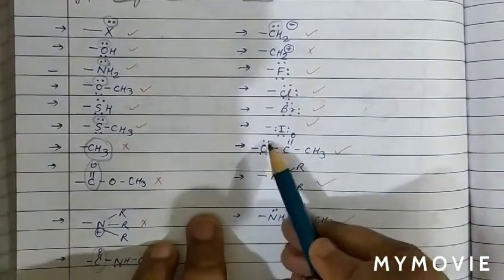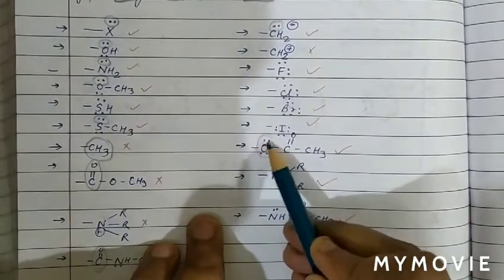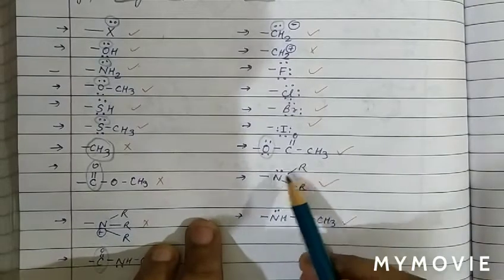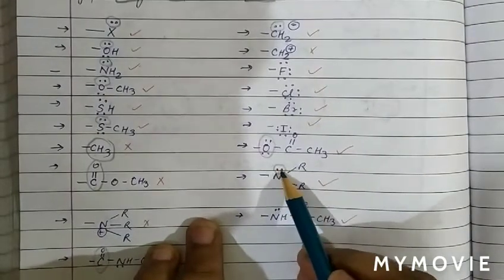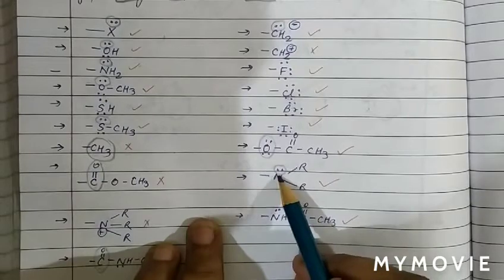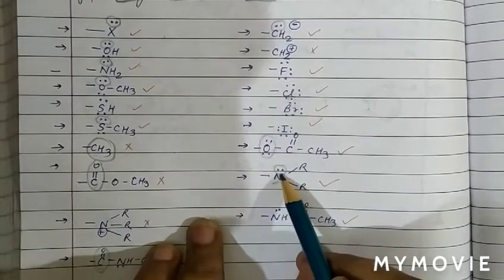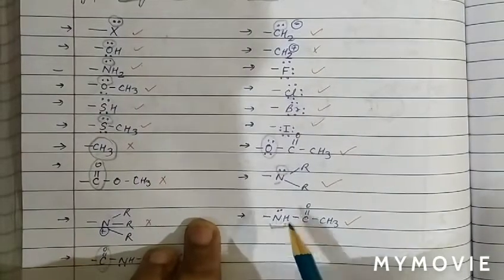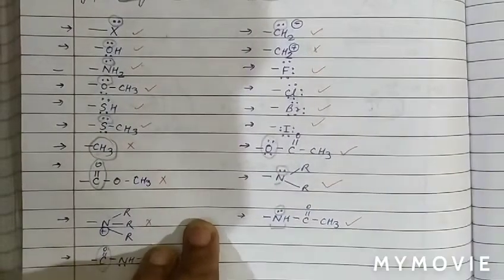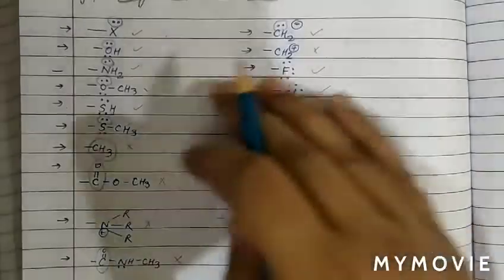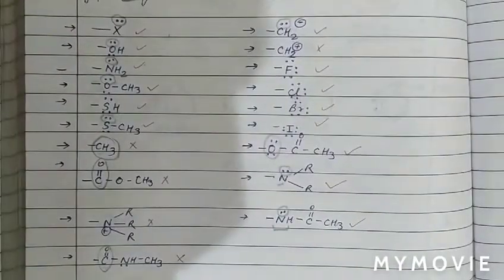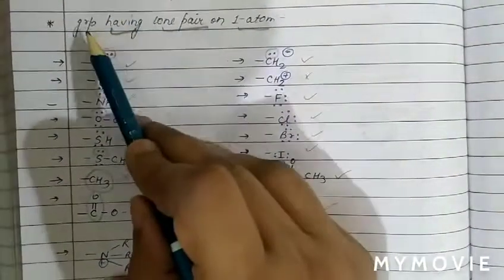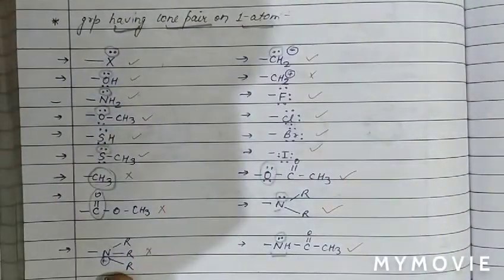Now OCOCH3, connected through oxygen, and oxygen having a lone pair, therefore it behaves as a plus M group. Now NR2, in case of NR2 there is a lone pair of electrons on nitrogen, so connected through nitrogen, the lone pair of electrons on nitrogen behaves as plus M. Now again connected through nitrogen and also a lone pair on nitrogen, so plus M group. So these are the classification of plus M groups. Which are plus M groups? So basically the condition for a plus M group is the group having a lone pair on one atom.